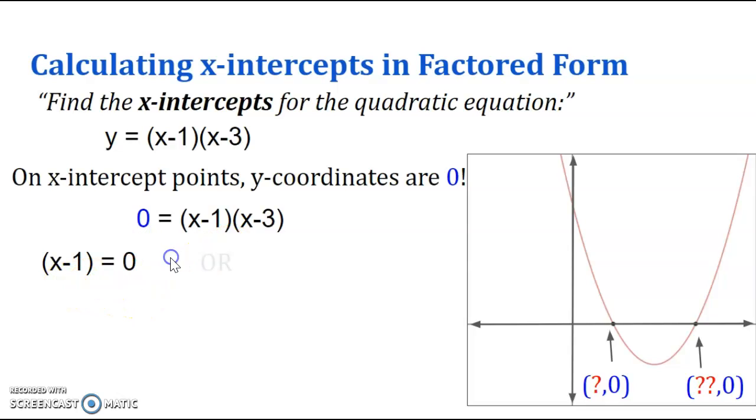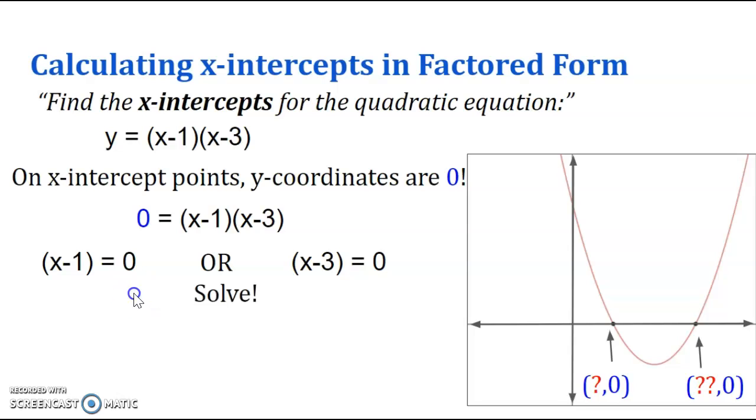Then from here you break it into two different branches. x minus 1 must be 0, or x minus 3 is equal to 0. This is the zero product property. If two things multiplied together give 0, that means at the very least the first thing is equal to 0, or the second thing is equal to 0, or possibly both.